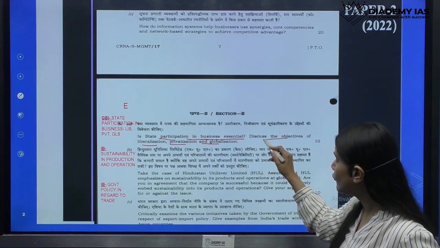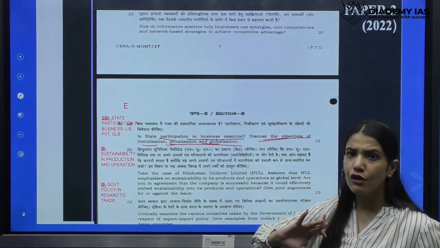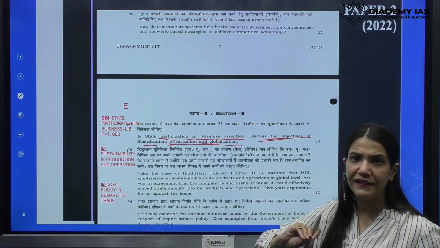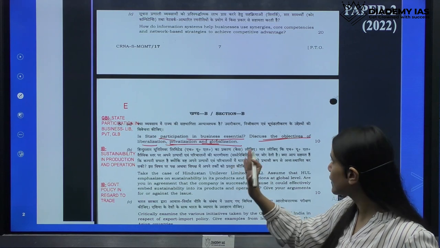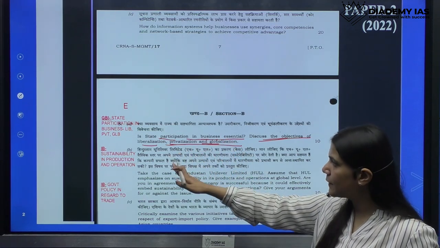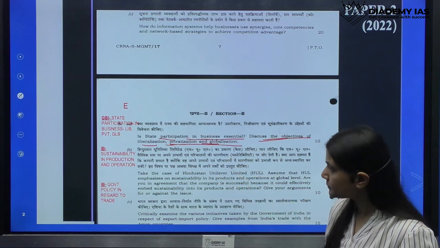And then you have to discuss the objectives of liberalization, privatization, and globalization. Here you have to explain the definitions, and integrate how the government is playing a role in the context of the objectives to achieve, like earlier liberalization and now privatization and globalization, right?